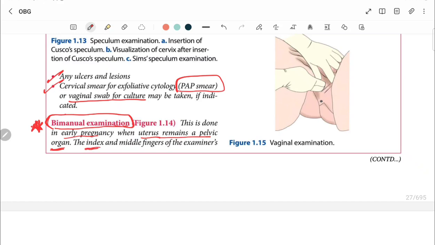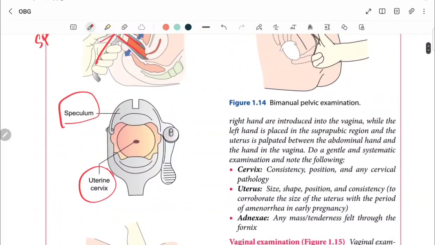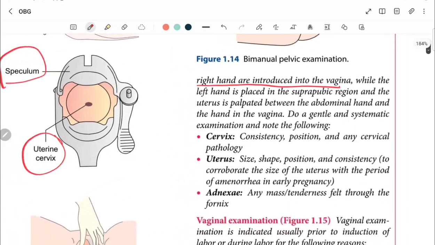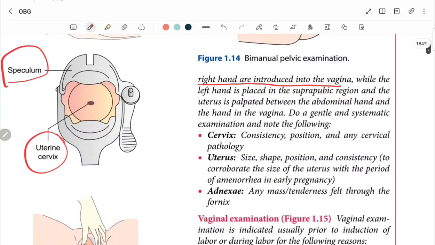So the index as well as the middle fingers of the examiner's right hand are going to be introduced into the vagina, while the left hand is going to be placed in the suprapubic region and the uterus is palpated between the abdominal hand and the hand in the vagina. Do a gentle and systematic examination and note the following.